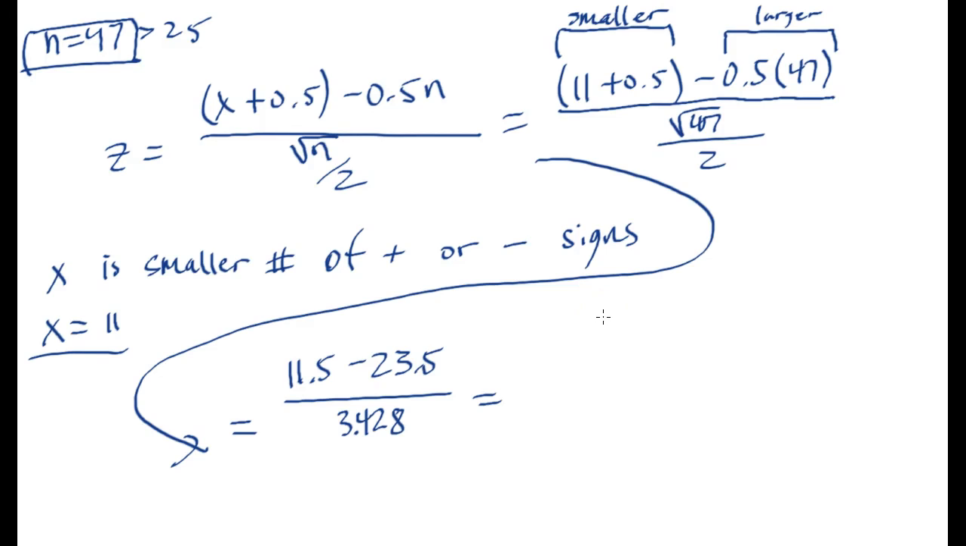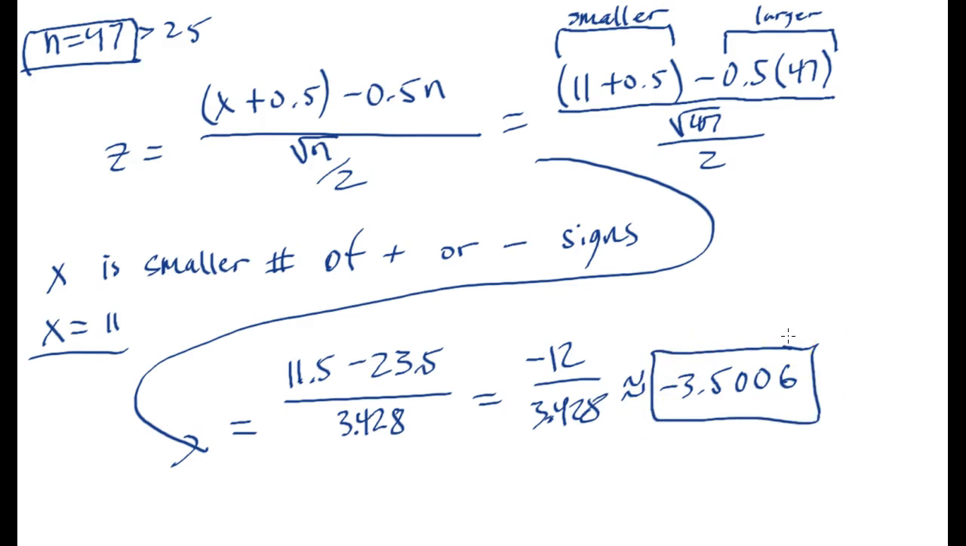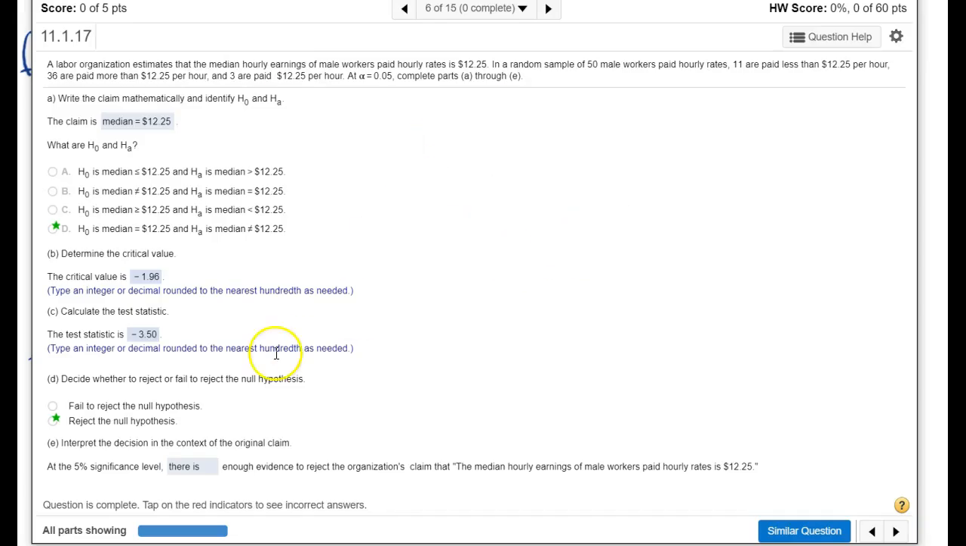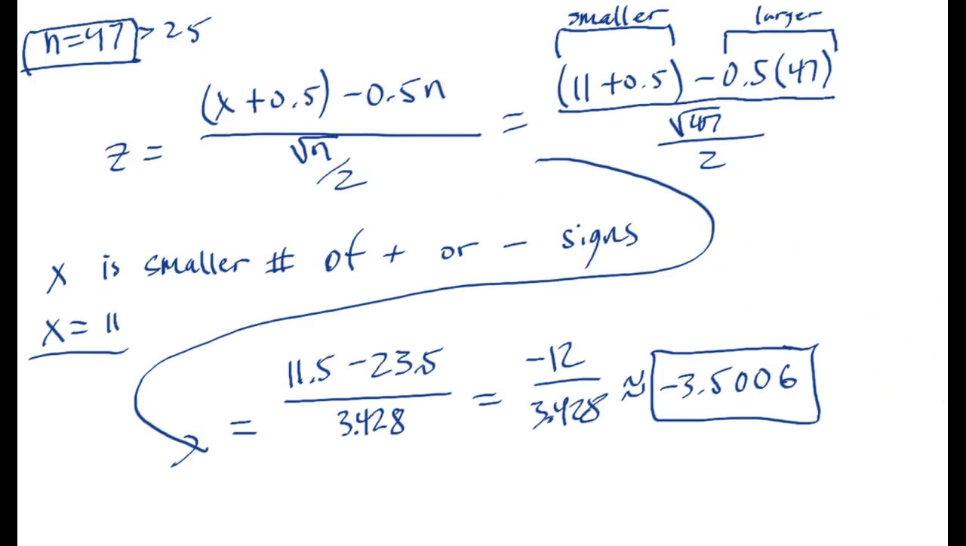11.5 minus 23.5 is negative 12 over 3.428. Dividing negative 12 by 3.428 gives approximately negative 3.5006. Let's see how accurate they want our solution. This is the test statistic here. They rounded to the nearest hundredth, 2 decimal places, and we had negative 3.5006. To 2 decimals, that would be negative 3.50. That's why they get the solution they did.